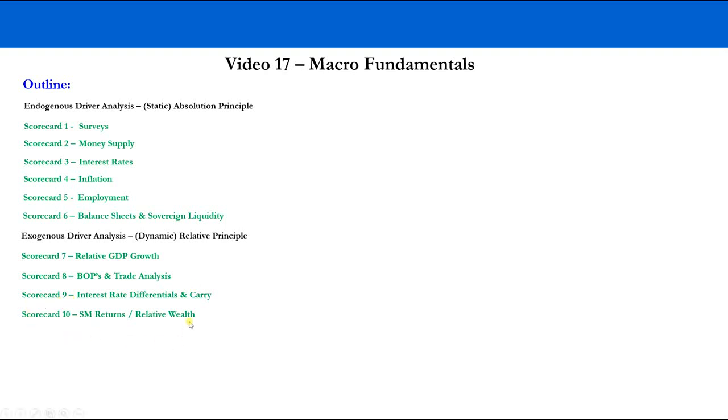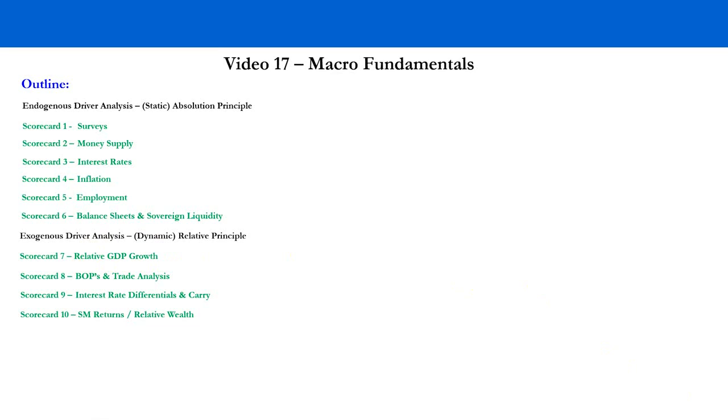Then we're going to go on to scorecard 10, and we're going to look at the stock market returns or relative wealth between United States citizens and Australian citizens. So first of all, let's crack on with scorecard 7, the first of our exogenous drivers that we're analyzing, applying this dynamic relative principle, and let's look at relative GDP growth between Australia and the United States.